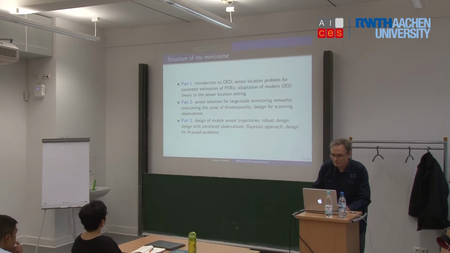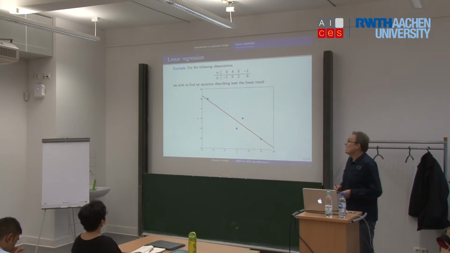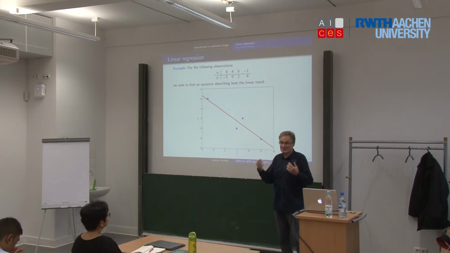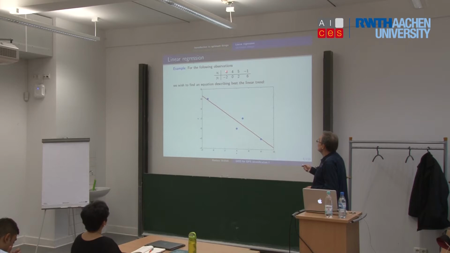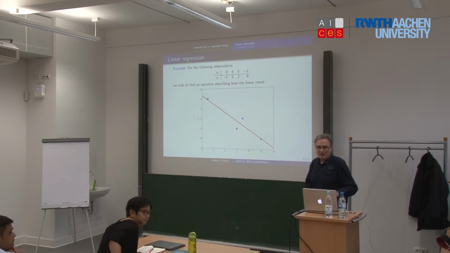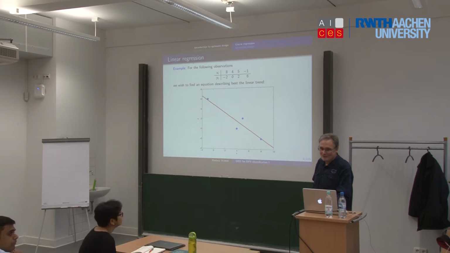So let's start with a simple example. I'm not sure how familiar you are with statistics, but this problem should be familiar even in the context of approximation. So we have four measurements. We have some settings of the regressor X. And for each setting, we have the corresponding observation denoted by Y. So we have four points, and we want to fit a line to these points.